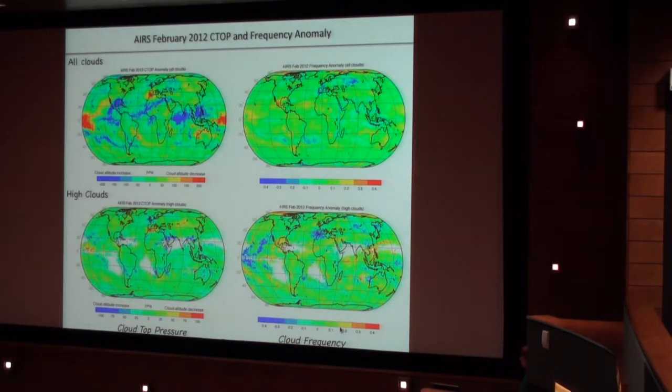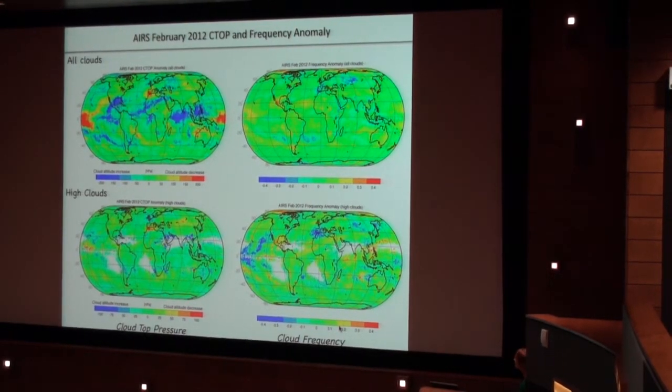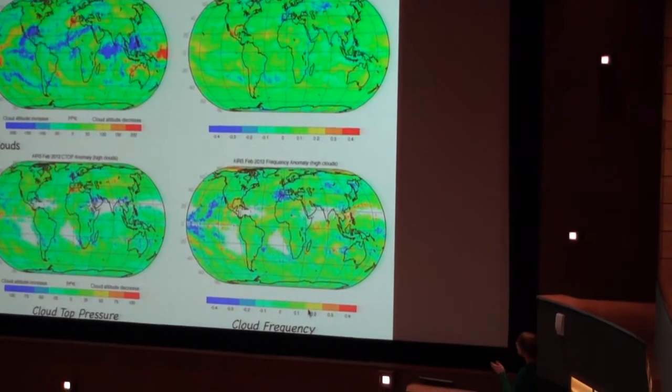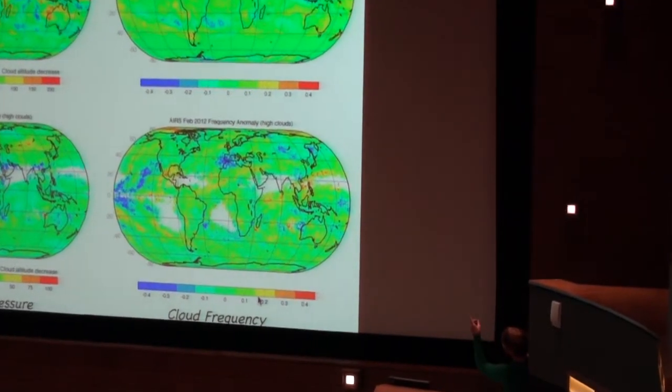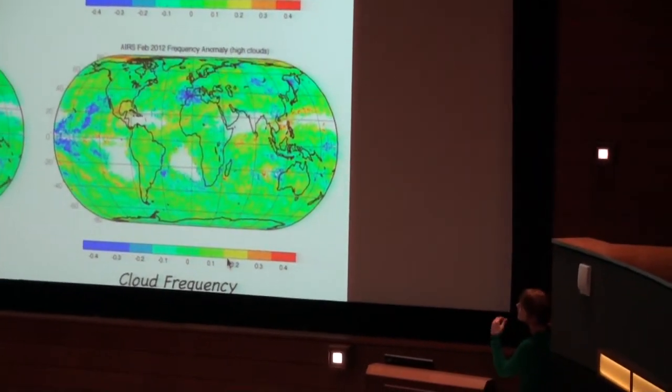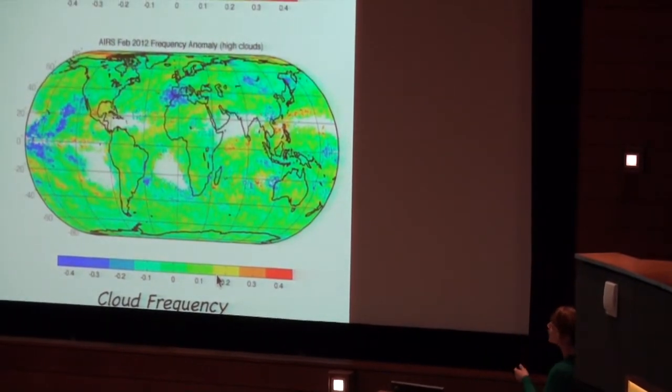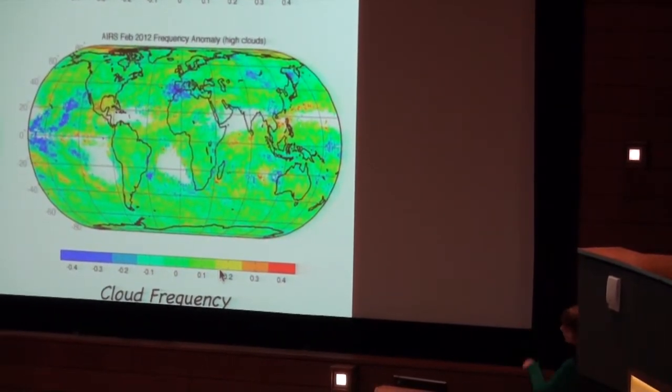This is now just an example of a 2012 cloud top pressure and the cloud frequency anomaly. So that's the difference to the overall 10-year mean. This needs to be studied in more detail, but you can see, for example, that over the Central Pacific or over Southern Europe, you see a decrease in cloud altitude, and you can also see that this relates to a decrease in cloud frequency over the same regions.